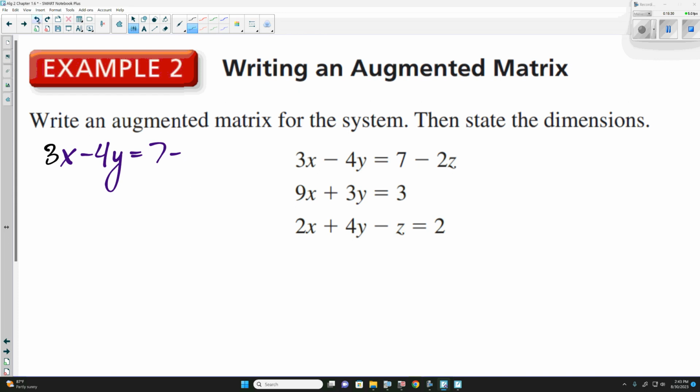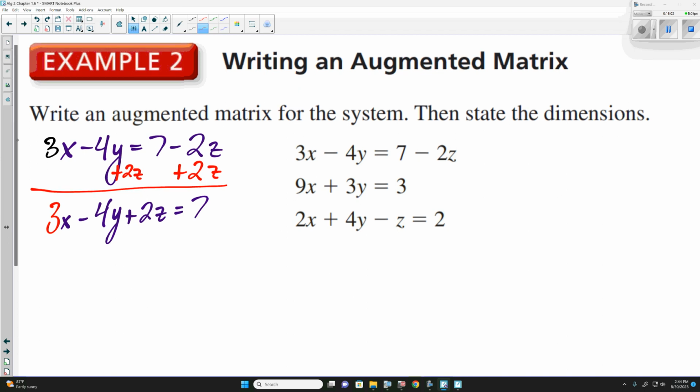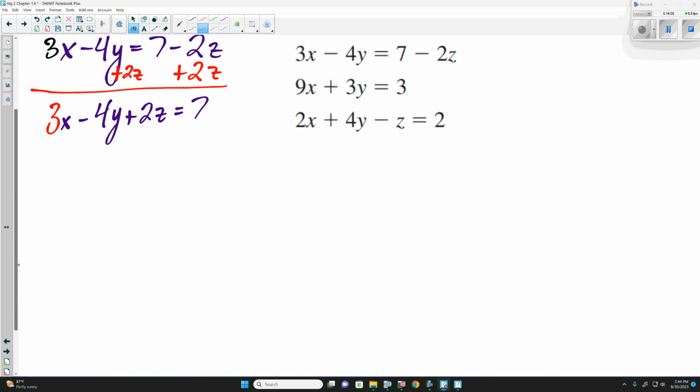Alphabetically, what comes first, x or y? X. Where is z? Is z on the correct side for this equation? No. We need to move z from the right side, so we need to add 2z, which will tell us that we have 3x minus 4y plus 2z is equal to 7. So we have this written in the correct form. We need all the variables on one side and the constant term, the number without a variable, on the other.